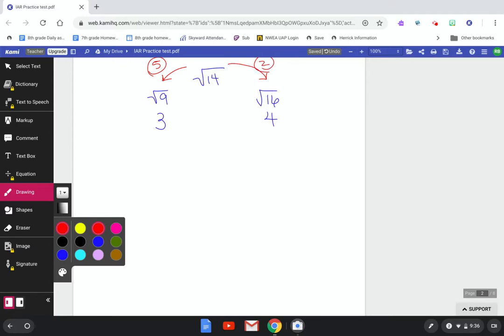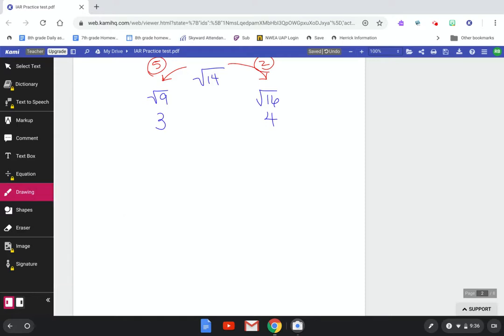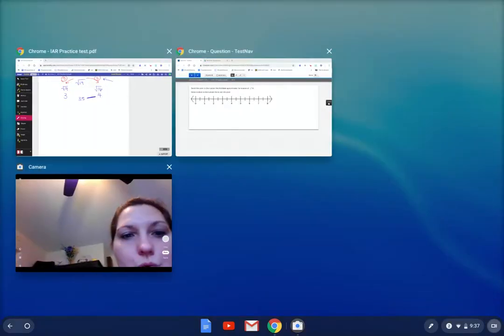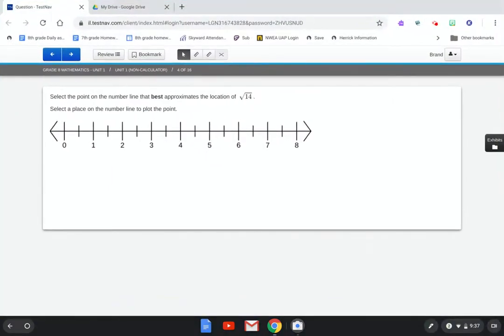So what that tells me is that 14 is closer to 16. So if we were to divide 3 and 4 in half, we get 3.5 in the middle. It's going to be in between these two numbers because this number is smaller. 14 is closer to 16. All right, so let's go to our problem.